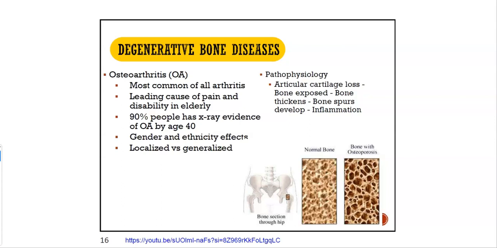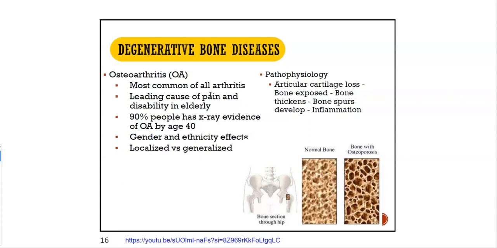All right, let's talk about degenerative bone disease. One of the examples of degenerative bone disease is osteoarthritis. I just wanted to clarify, I don't know why this picture is here. We're not talking about osteoporosis, we're talking about osteoarthritis. Anyhow, osteoarthritis is the most common of all types of arthritis.